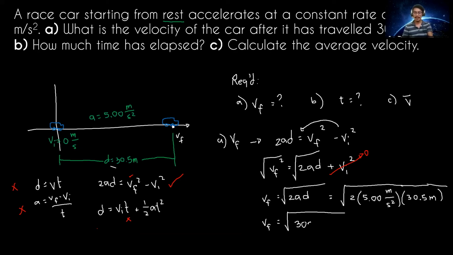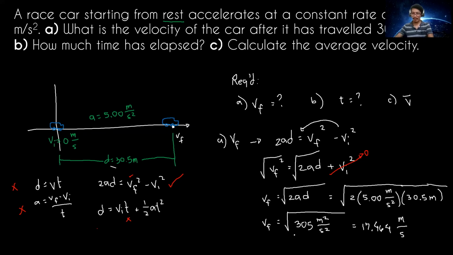This is 305 meters squared, because the units are meters squared per second squared. And then take the square root of that. If you take the square root of 305, that is 17.464 and so on meters per second. Meter per second only, because of the square root.